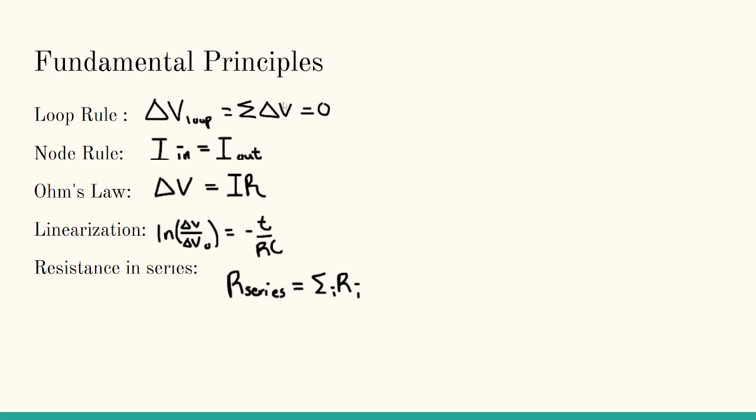Okay, so the fundamental principles that we used were the loop rule, which is that V loop is equal to all of the voltages combined. Node rule, which is I in equals I out. Ohm's law, which is change of V is equal to IR. Linearization, which we don't really have to use, but which is ln of change of V over change of V initial equals negative time over RC. And resistance in series, where R series is equal to all of the resistances added.